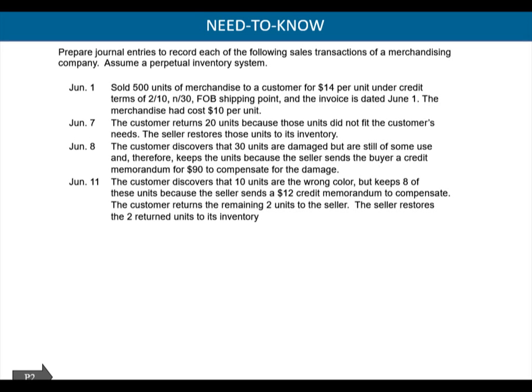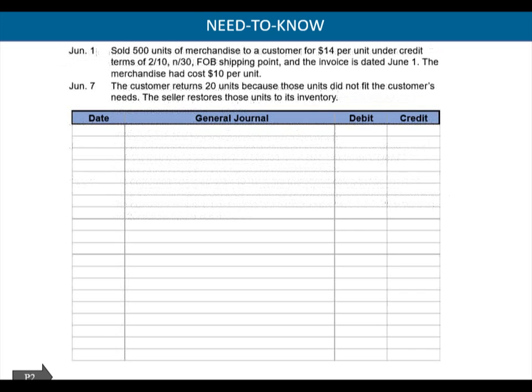I'm going to use the need-to-know example from the slides to demonstrate how to do the journal entries for sales. The transactions are listed here and recorded on the next few slides. On June 1st, 500 units of merchandise were sold for $14 each on credit, with terms of 2/10, net 30, FOB shipping point, cost to the seller of $10 per unit.